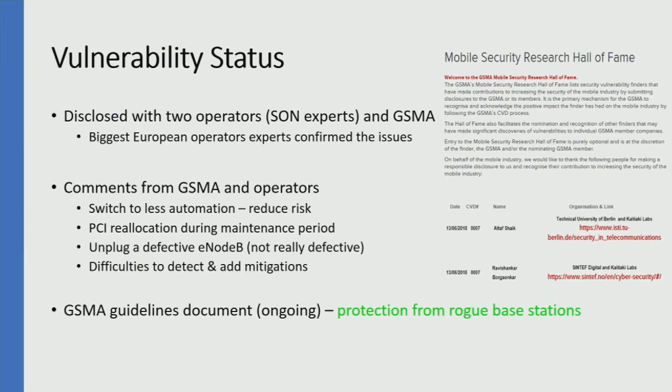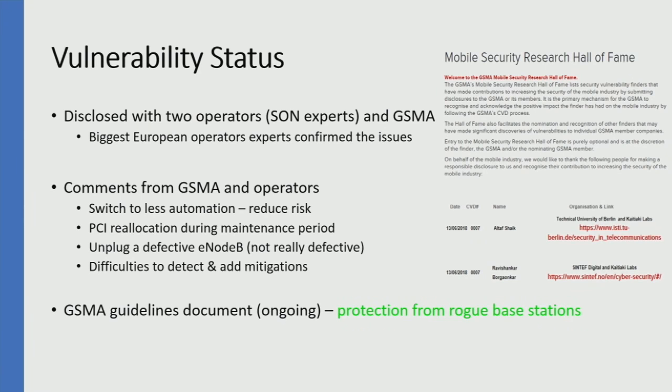There were lots of questions from them, trying to see what can really go wrong with SON, why this wasn't fixed, and what the mitigations are. One comment I received from operators was that if they realize the attacks are going beyond a certain stage, they would switch the network to less automated, for example, turn off the automation. Or in certain cases, they would unplug the defective base station, which is not really defective but looks like it, and try to replace it with a different one.